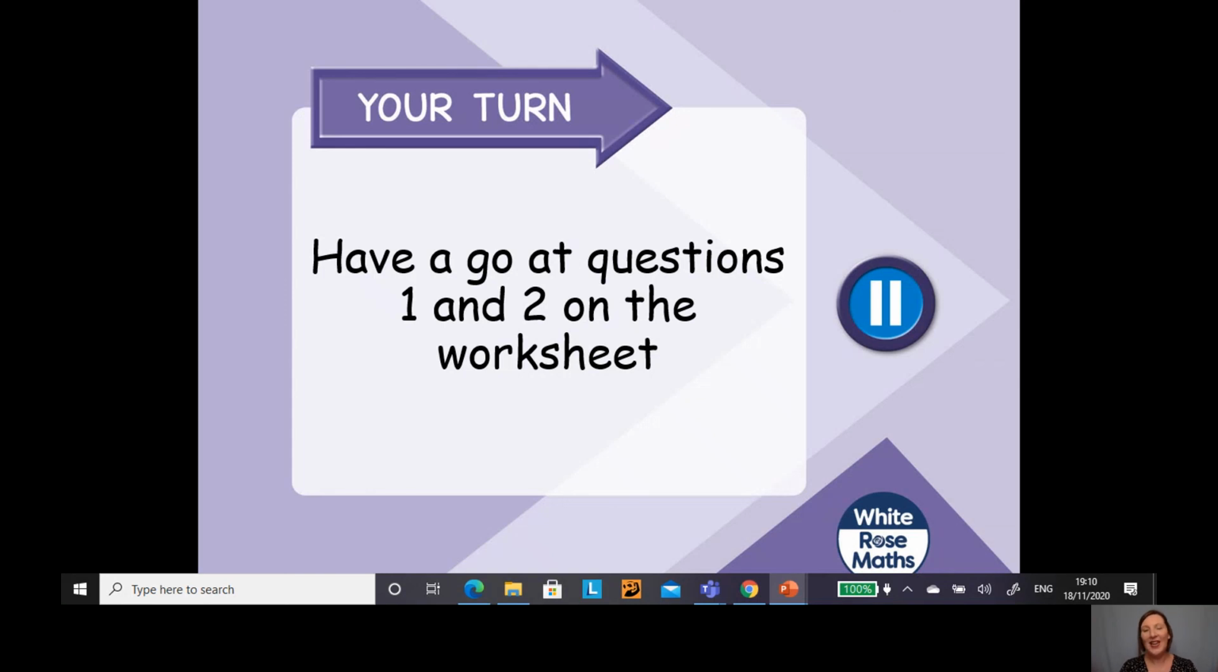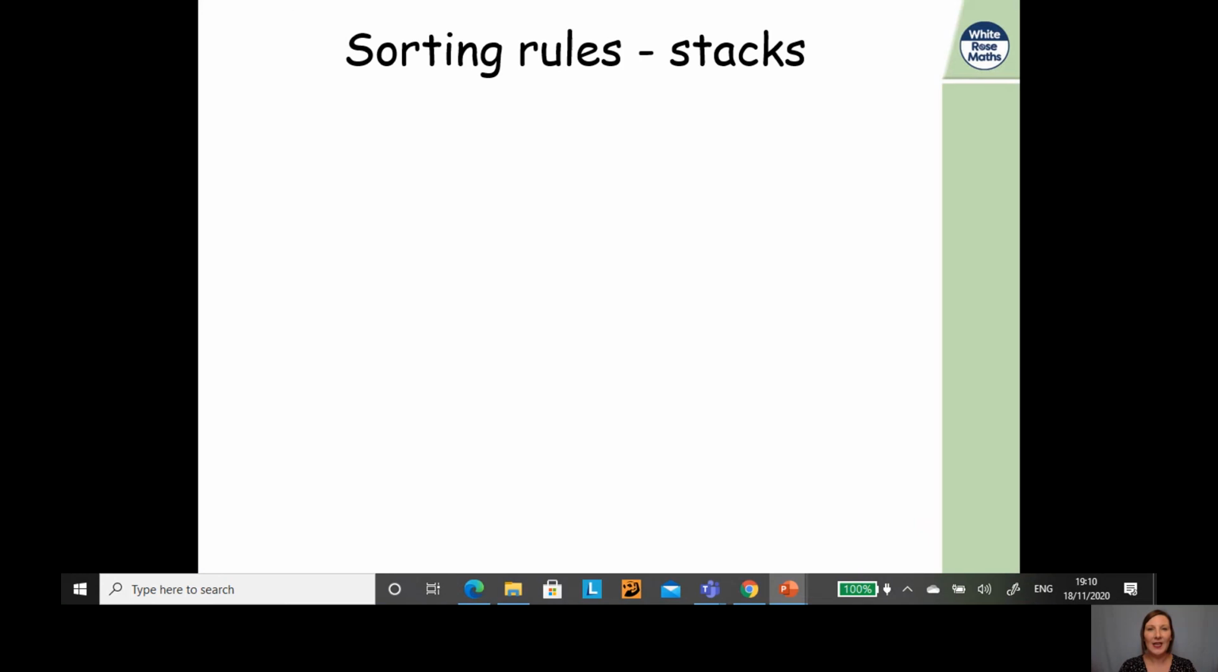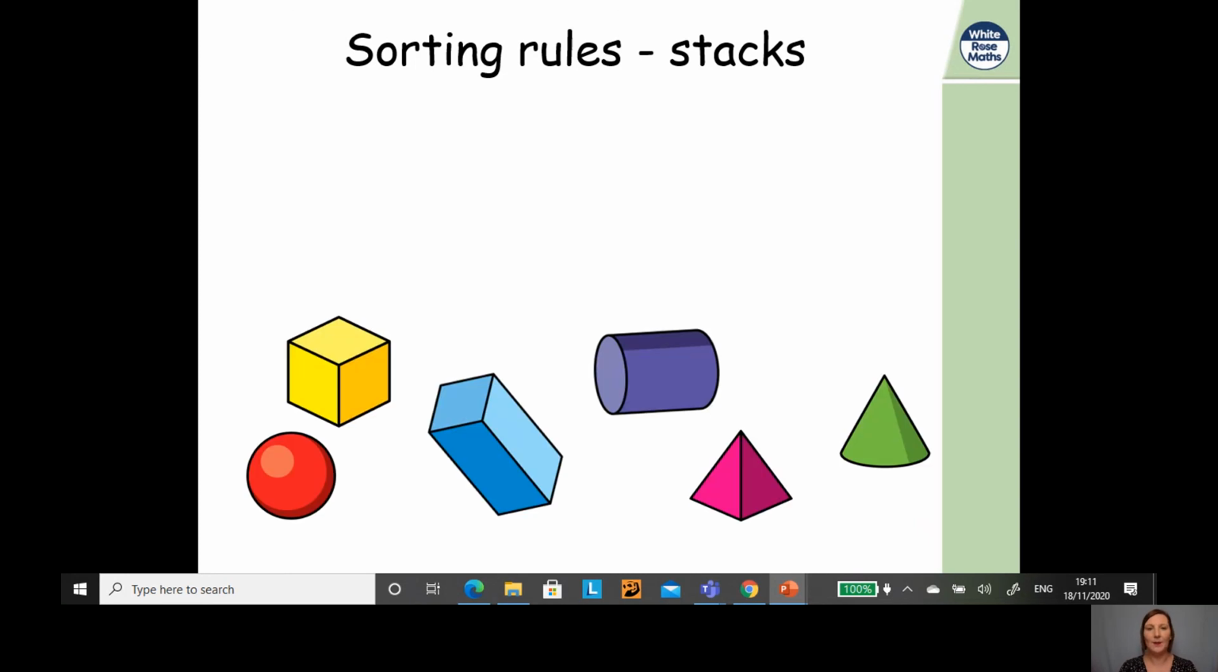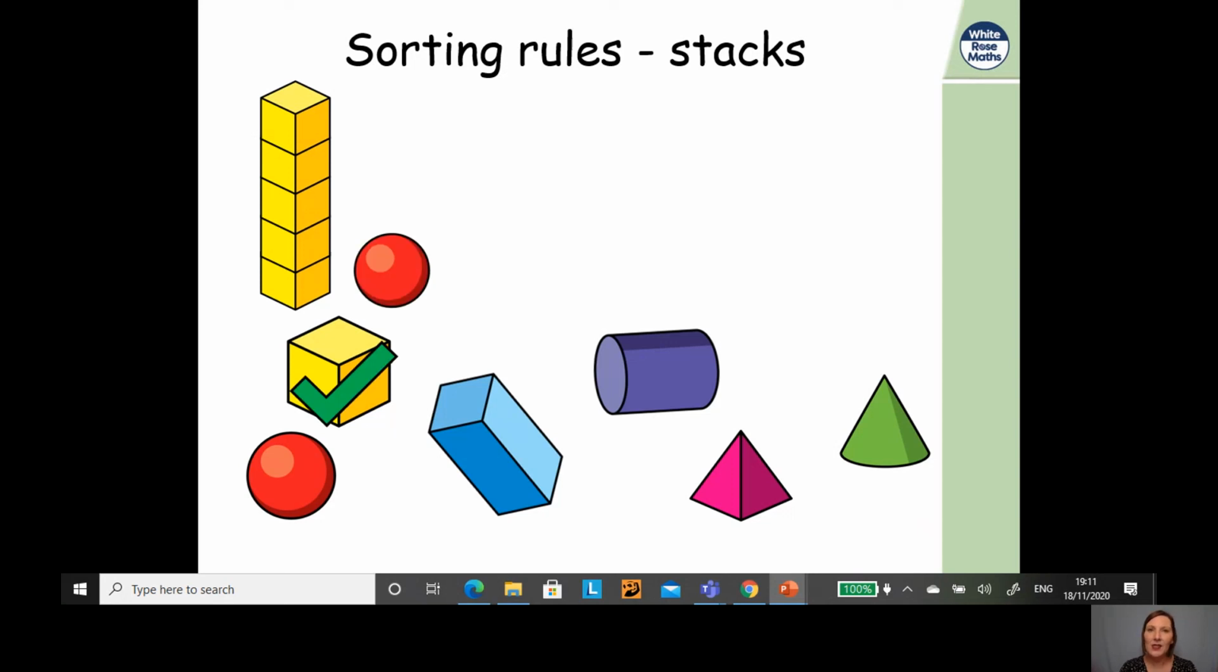Welcome back, Year 1. Let's move on. Now, we're going to sort in another way. We're going to sort to see if our shapes stack or do not stack. I have a selection of shapes here. The first shape we're going to look at is the cube. Do you think that shape stacks or does not stack? You're right, it does stack. Look at my stack of cubes. Well done.